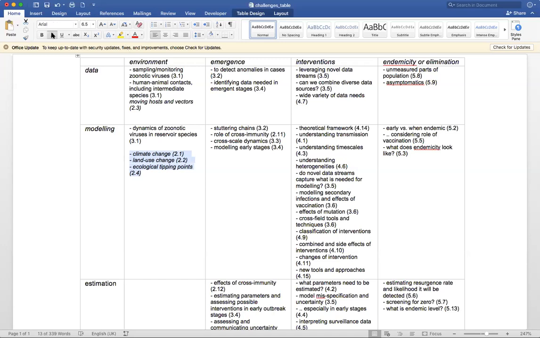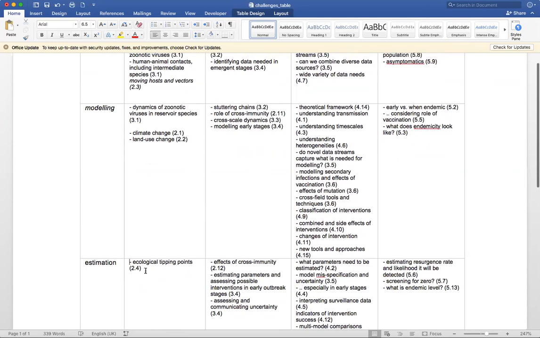Ecological tipping points goes into estimation as well, because that's something where you want to look at what's going on. No, I'd say as well as modelling. You just took it out of modelling. Well, I was trying to keep things only in one place, but oh, well, that might be a problem. Well, okay, let's put it down. Or you could put it also in modelling, because you've done that somewhere else, haven't you? Yeah.